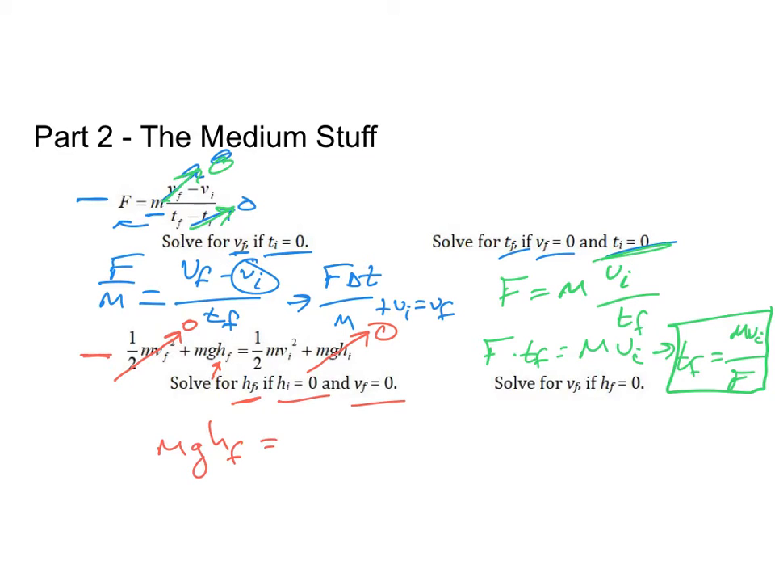MGHF equals 1/2 MVI squared. And some of you that are algebra savvy and comfortable, you're like, well, isn't there an M in both terms? Absolutely. The M's cancel. And I'm solving for HF. So HF equals, I got to divide by this G over here. So I have VI squared over 2G.